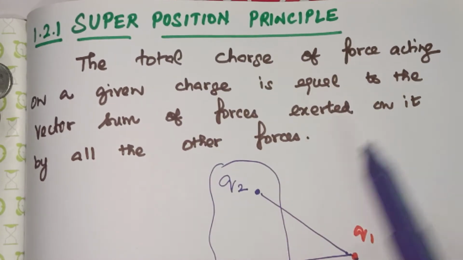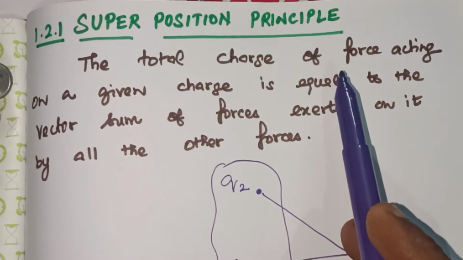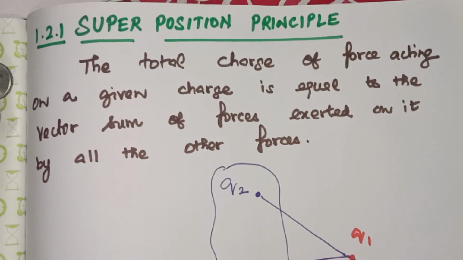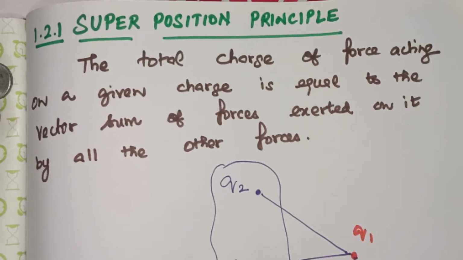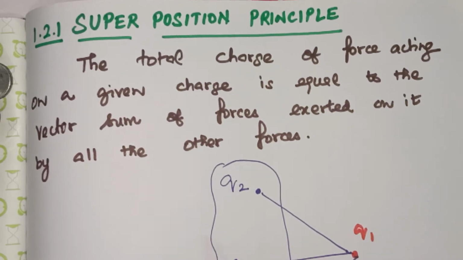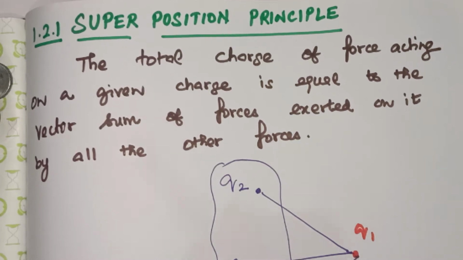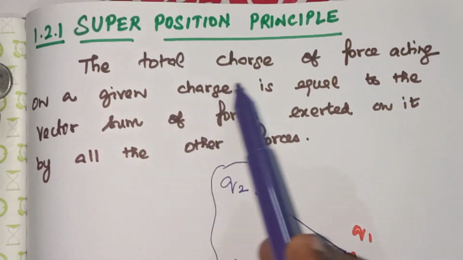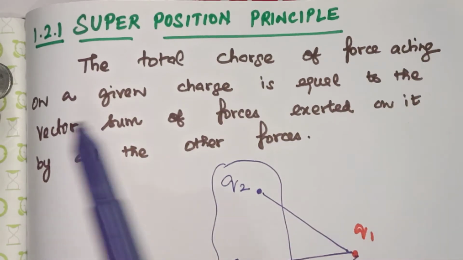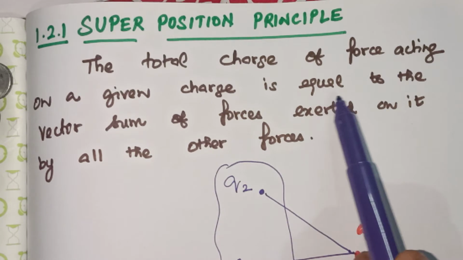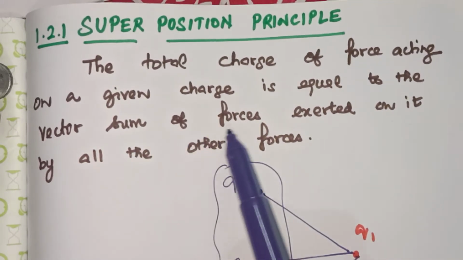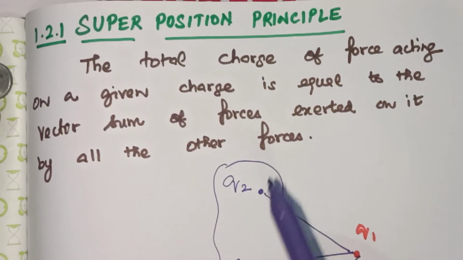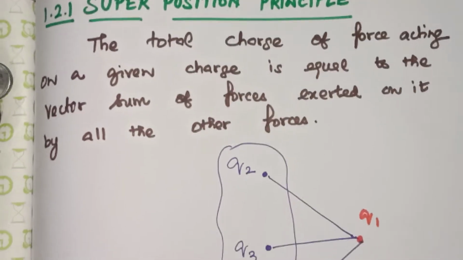Superposition principle. What is the superposition principle? If there are more than two charges, what is the force on one charge due to all the other charges? Using this superposition principle, the total force acting on a given charge is equal to the vector sum of forces exerted on it by all the other charges. Okay, this is the definition.